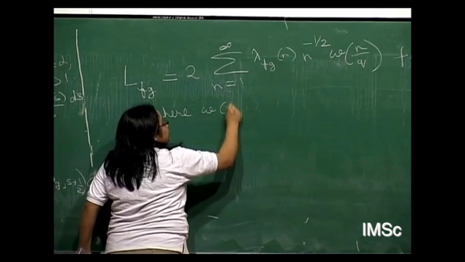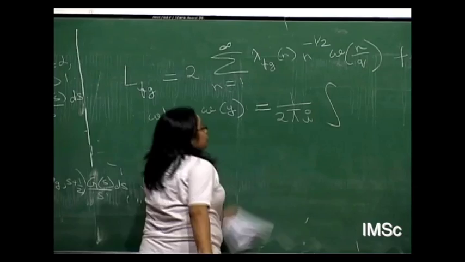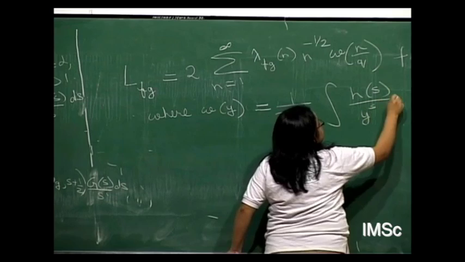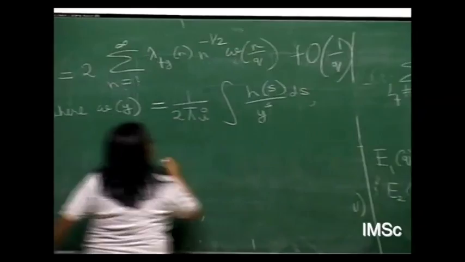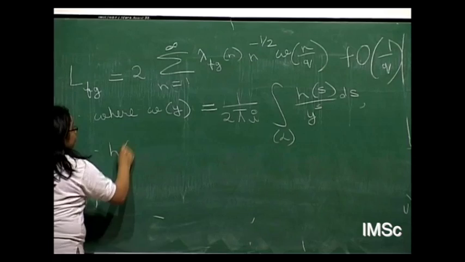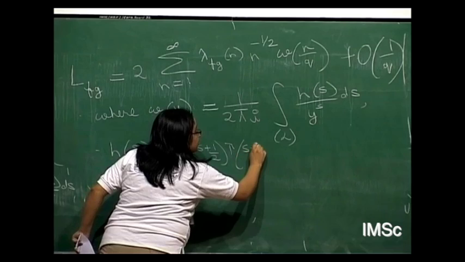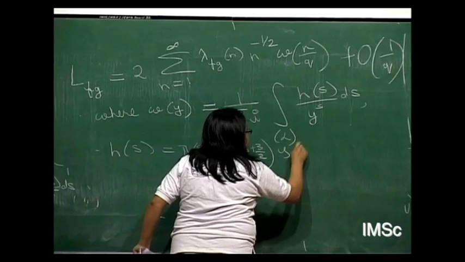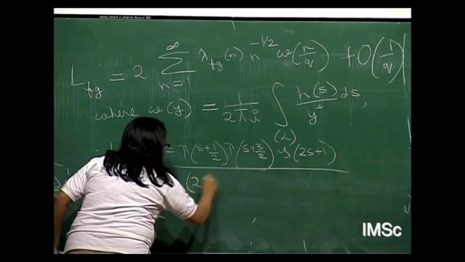W of y is defined as the integral of a certain function which is a combination of our gamma functions coming from the functional equation along with the zeta function along the line alpha, and h of s simply equal to gamma of s plus half, this product times zeta of 2s plus 1, and then there is some constant in the denominator, times 2 pi raised to the 2s times.